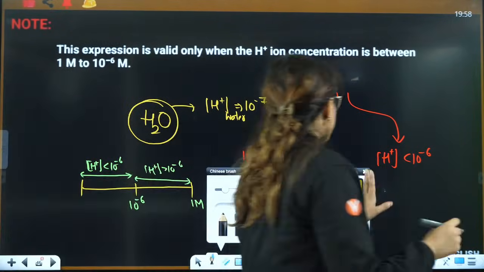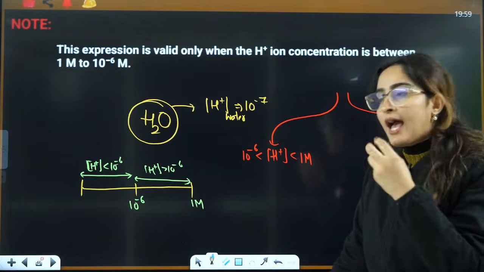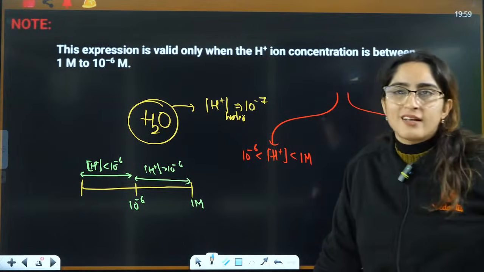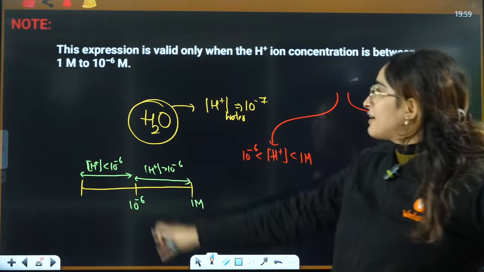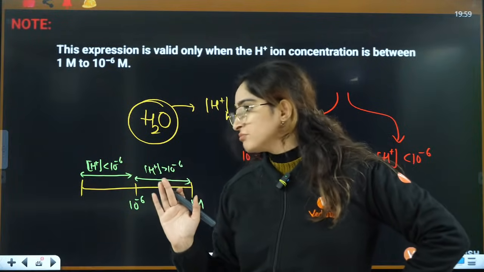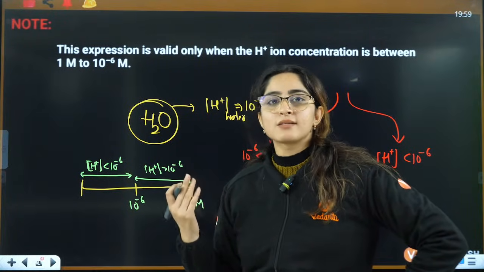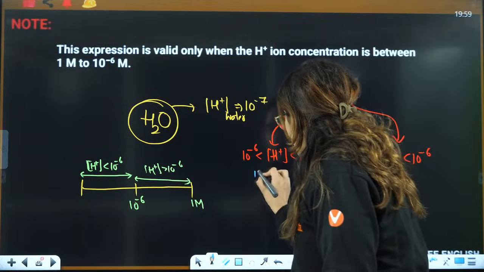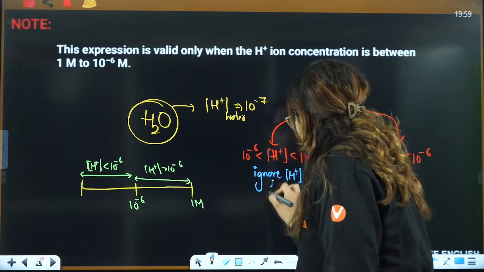What will you do in these two cases? If the concentration of the acid is very high, greater than 10 raised to power minus 6, you're like, hey water, I don't care about you, who are you in front of me? You have 10 raised to power minus 7, I have 10 raised to power minus 6, so I'm going to ignore you. So ignore H positive from water.